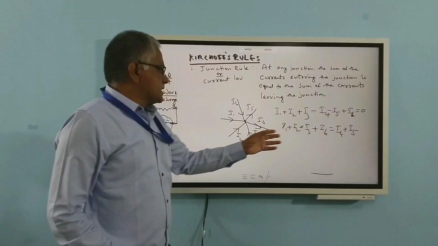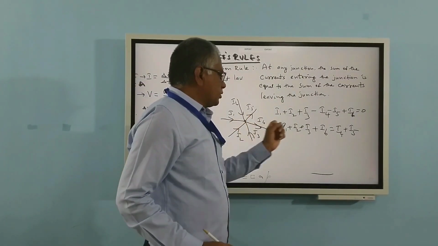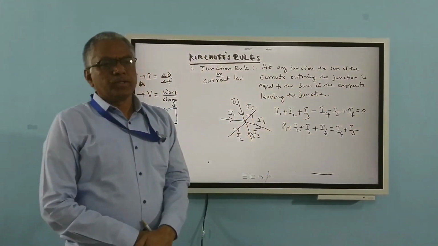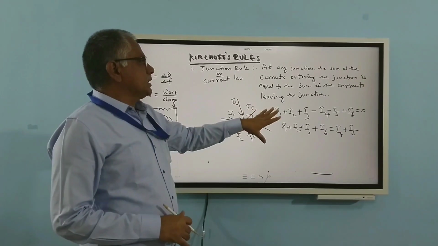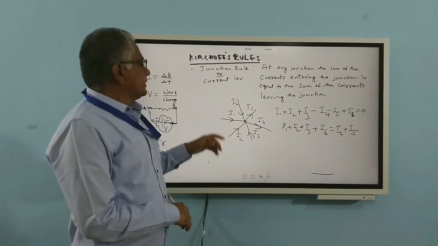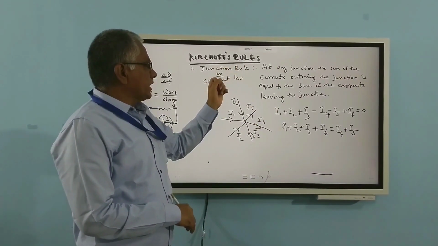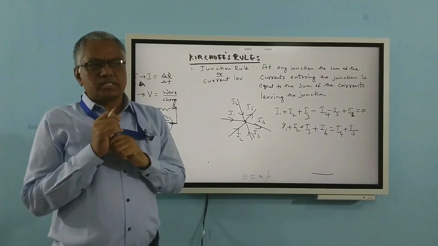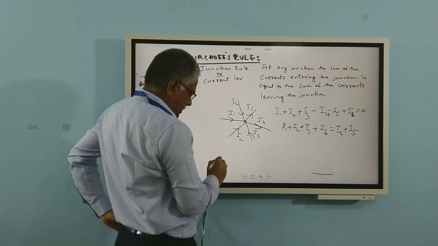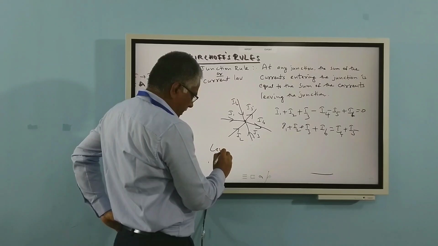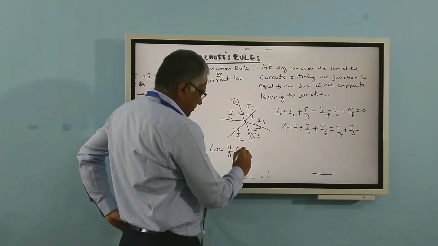There are 4 currents entering at one junction and 2 currents leaving the junction. This is one of the important applications of Kirchhoff's rule, known as the junction rule or current rule. It again satisfies the law of conservation of charge.